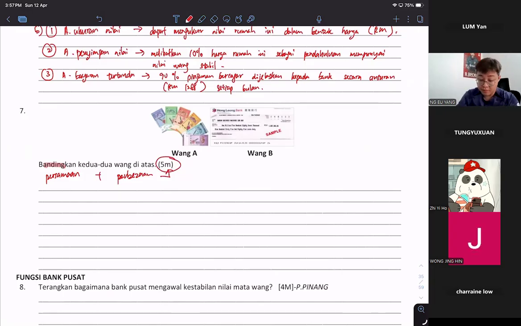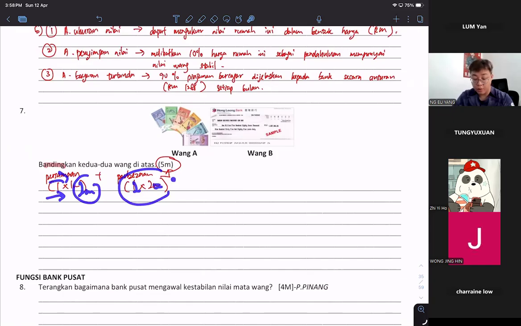So how to get the 5 marks? 1 persamaan is for 1 mark. 2 persamaan is for 2 marks. 3 persamaan is for 3 marks. Sometimes students try to give 2 persamaan, okay, let's say 2 marks, then you try to give another 2 perbezaan. Remember, usually 1 persamaan is for 1 mark, and 1 perbezaan is actually for 2 marks. So if you provide 2 persamaan, it's your 2 marks. Then if you give 2 perbezaan, you get 4 marks.